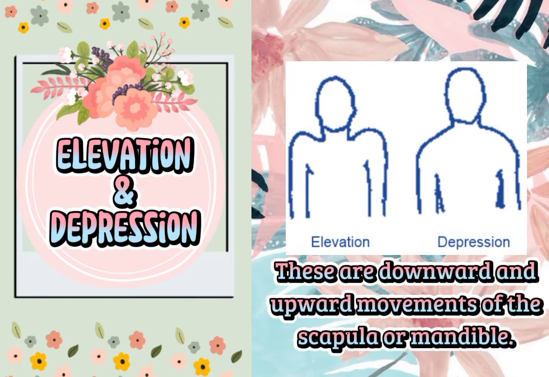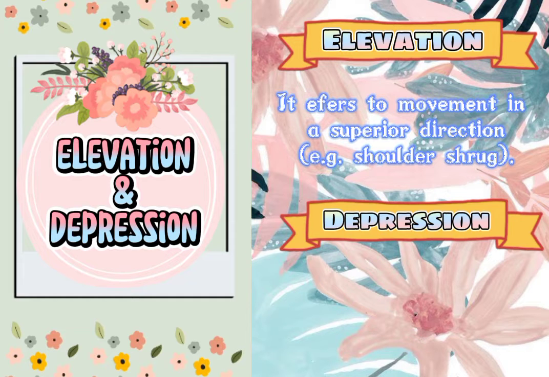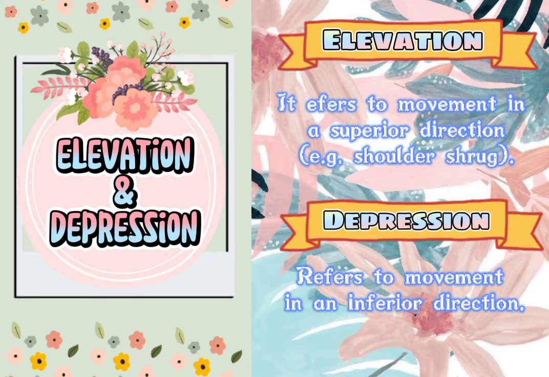Depression and elevation are downward and upward movements of the scapula or mandible. Elevation refers to movement in a superior direction, while on the other hand, depression refers to movement in an inferior direction.